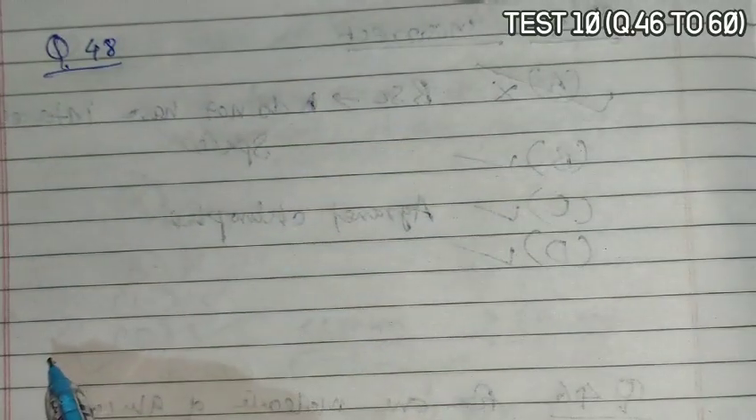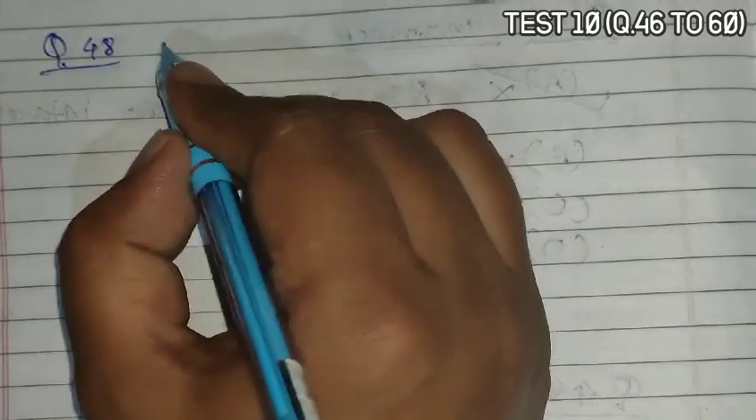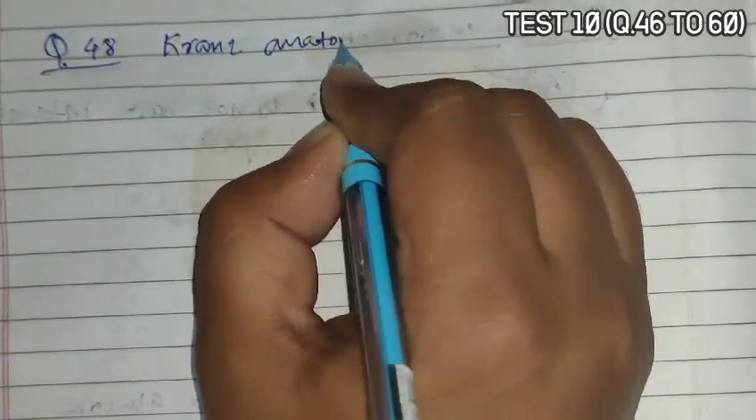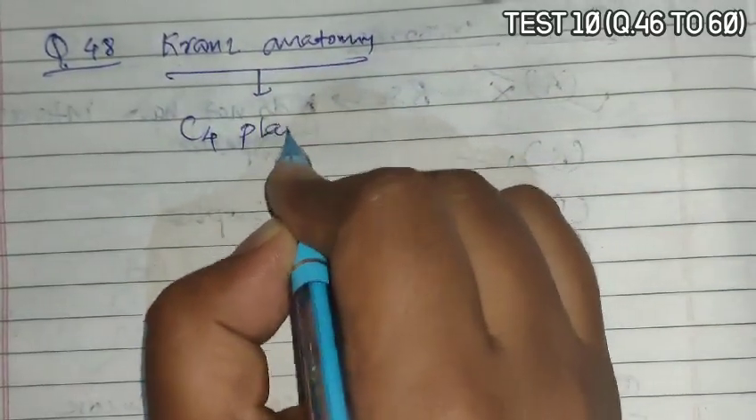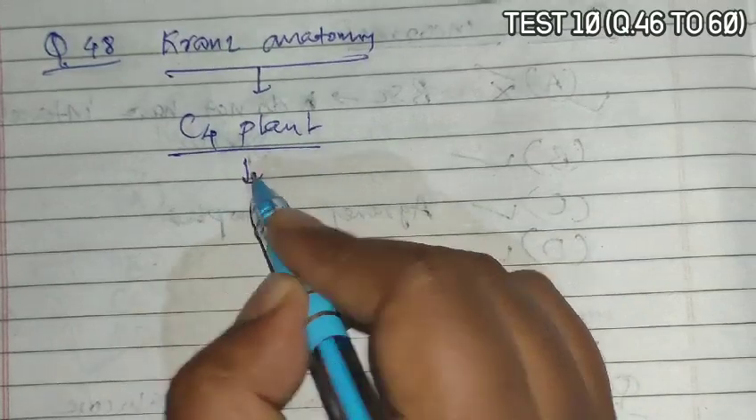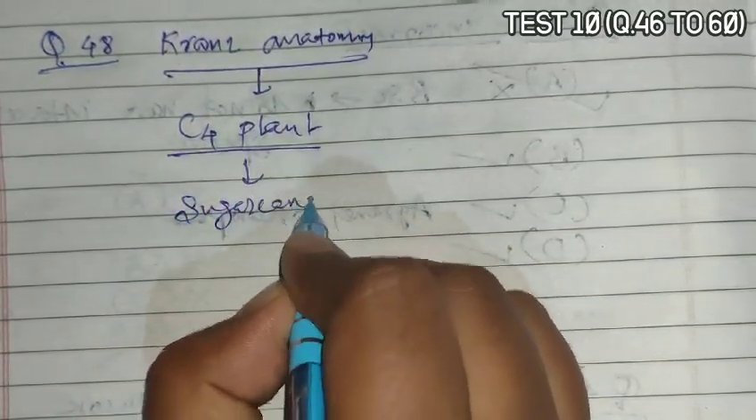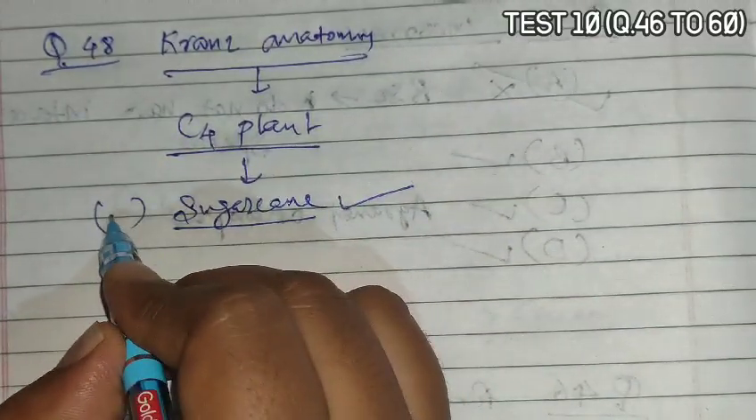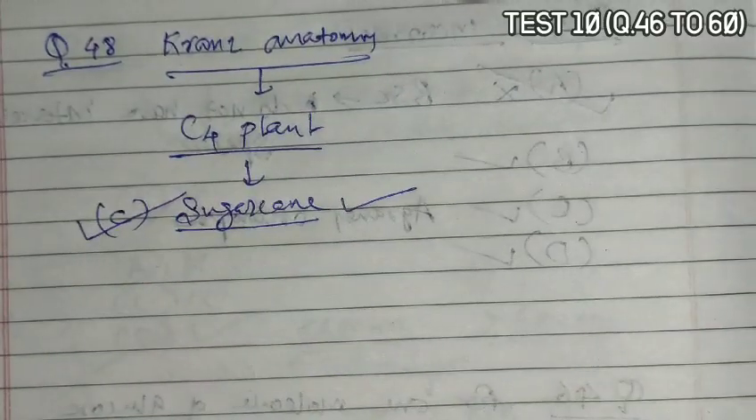Question 48 asks that Kranz anatomy is one of the characteristics for the leaves of. Now, Kranz anatomy is a characteristic feature of C4 plants, and out of the given options, sugarcane is the C4 plant, and it is given in option C, so that becomes the correct answer.